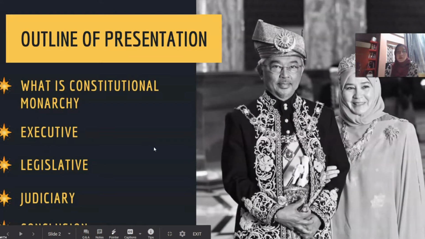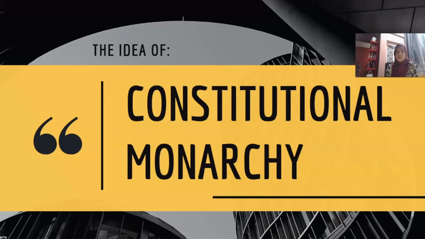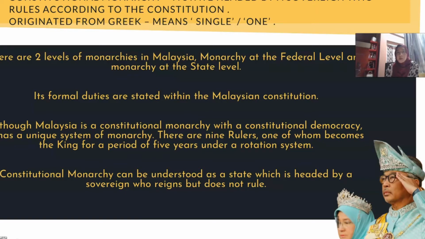Okay, so here is our outline of presentation, which is firstly, we are going to present on what is constitutional monarchy, moving on to the executive, legislative, judiciary, and also the conclusion to our presentation today. Okay, so firstly, we are going to take a look at the idea of constitutional monarchy. The meaning of constitutional monarchy is a state which is headed by a sovereign who rules according to the constitution, and it is originated from the Greek words which means single or one.